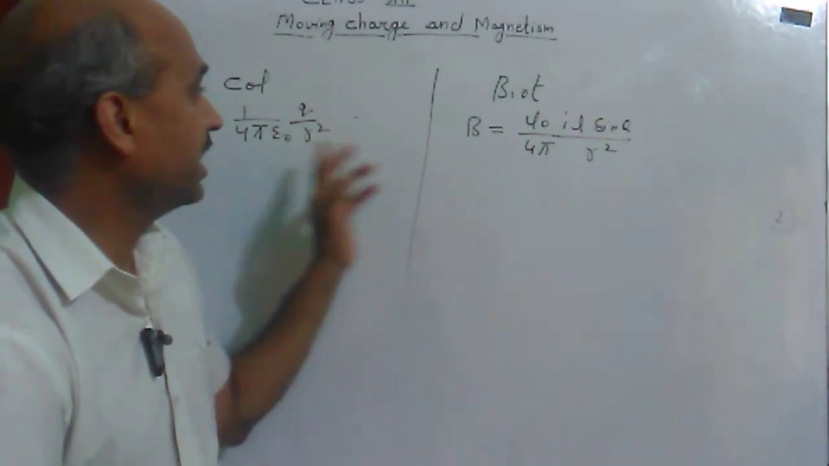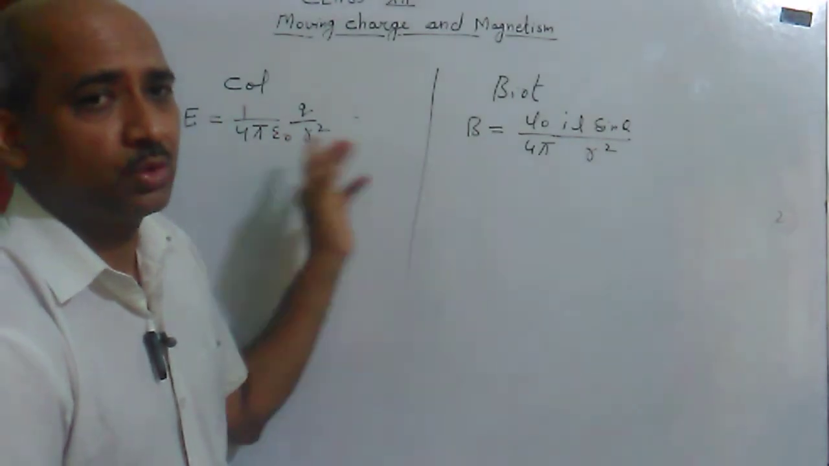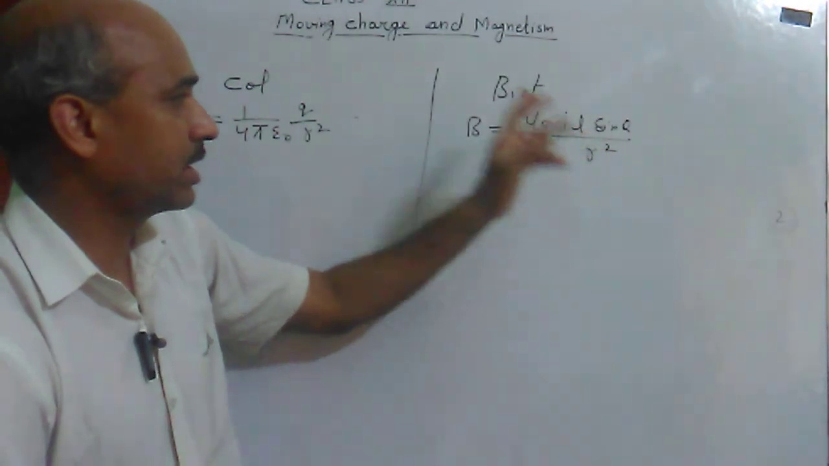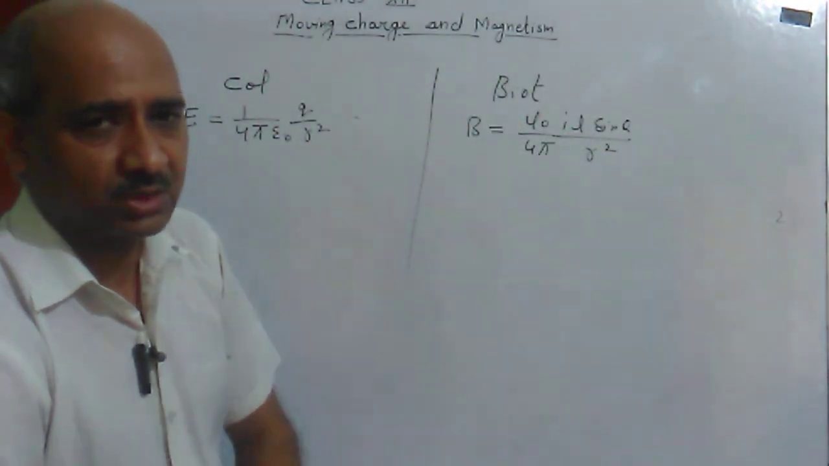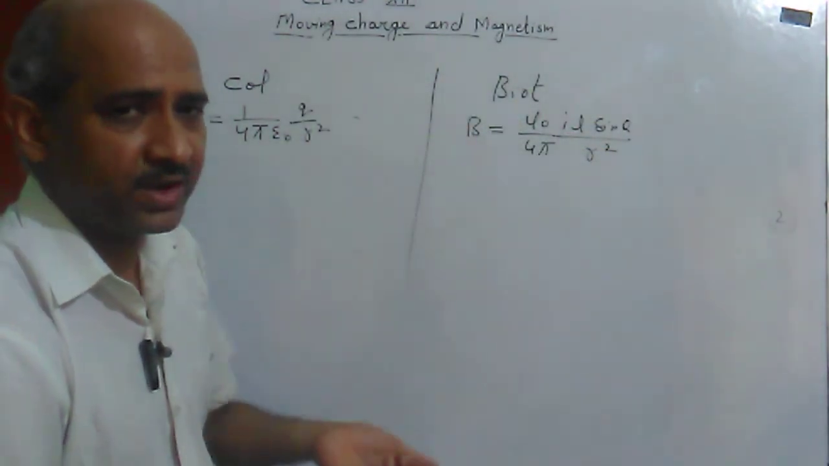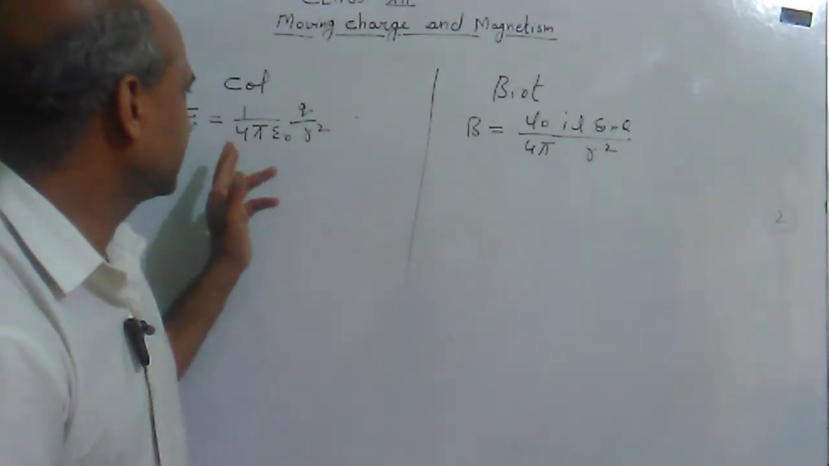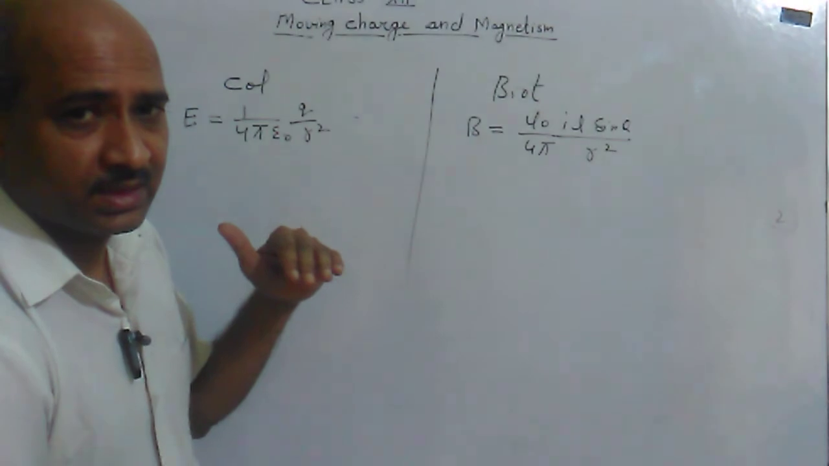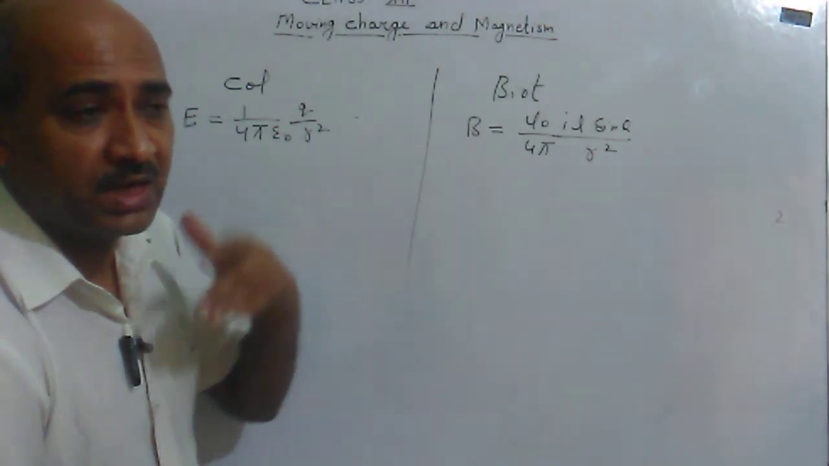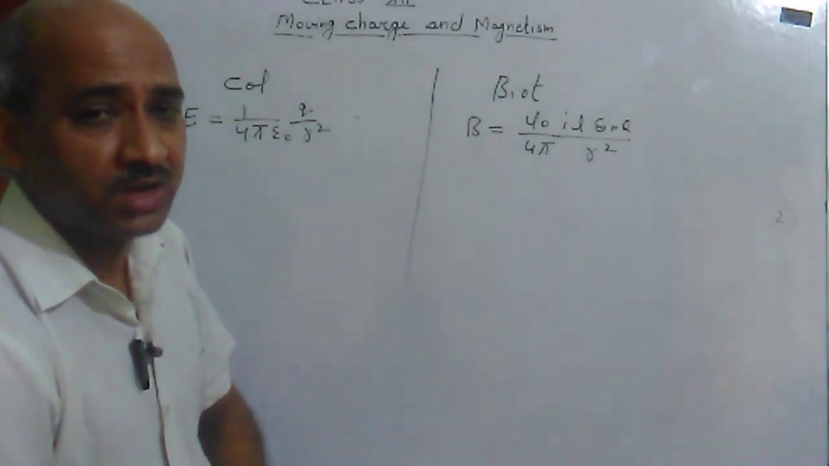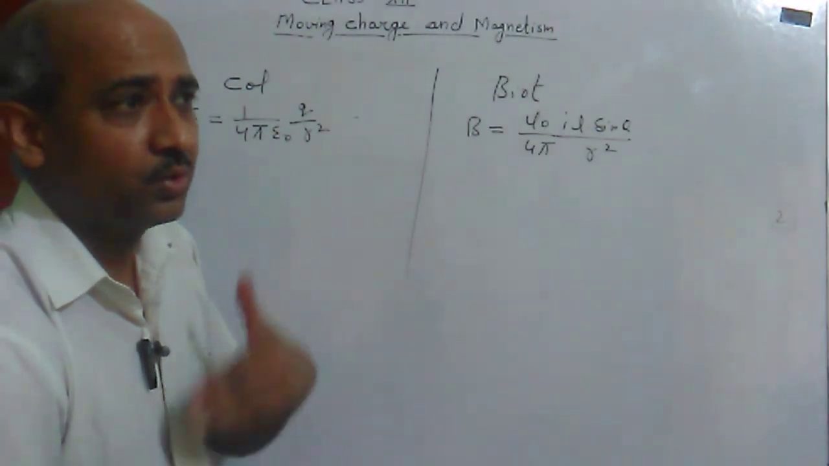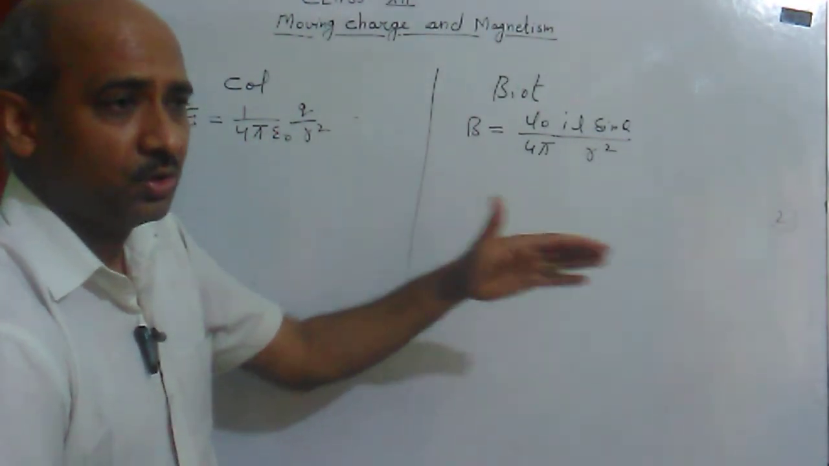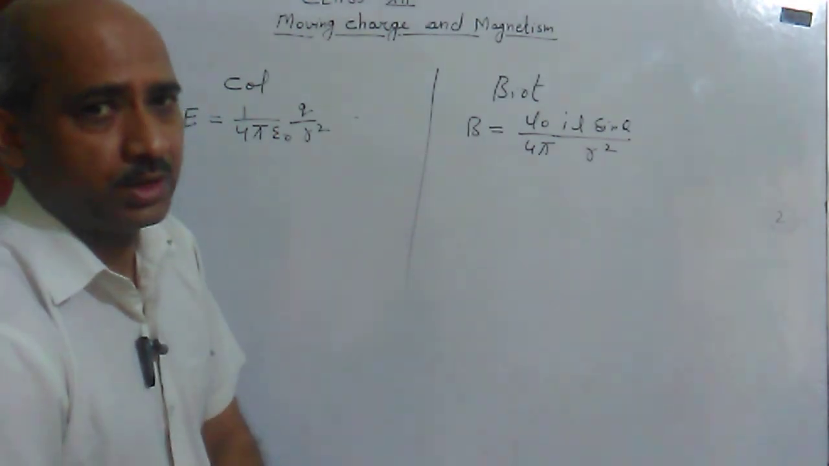एक सिमिलरिटी भी है दोनों में. सिमिलरिटी क्या है कि बोथ आर इनवर्स स्क्वायर लॉ. यहां पर भी आर स्क्वायर है, यहां पर भी आर स्क्वायर, दैट मींस बोथ आर इनवर्स स्क्वायर लॉ. थर्ड डिफरेंस क्या है कि इलेक्ट्रिक फील्ड जो है इट इज इन द डायरेक्शन ऑफ लाइन ज्वाइनिंग द टू चार्जेस. तो दो चार्ज हैं, उनको जो लाइन ज्वाइन कर रही है, तो इलेक्ट्रिक फील्ड की डायरेक्शन हमेशा उस लाइन में ही होगी.